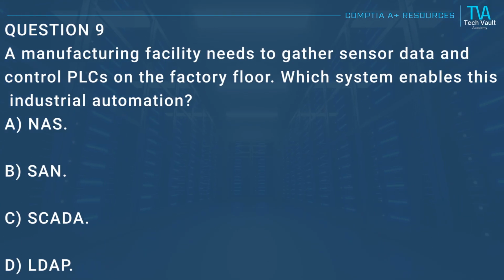Question 9. A manufacturing facility needs to gather sensor data and control PLCs on the factory floor. Which system enables this industrial automation? A, NAS, B, SAN, C, SCADA, D, LDAP.